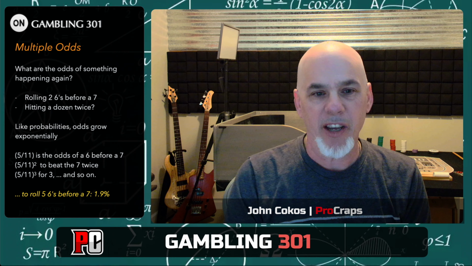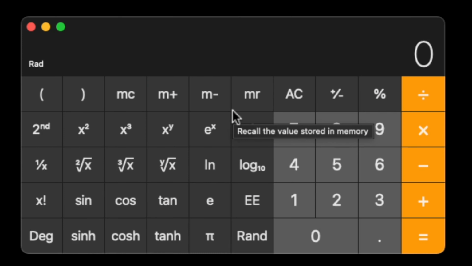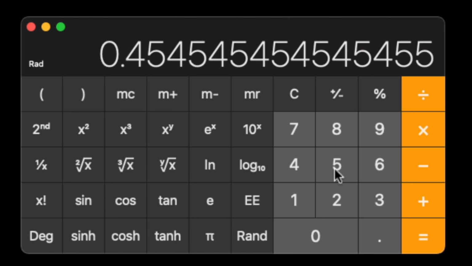So again, the calculation on that is pretty simple. Let's pull the calculator out and show you. So looking at that 6, again, the chance to win a 6 is 5 divided by 11. Okay. It's a 0.45, 45% chance to win the 6.